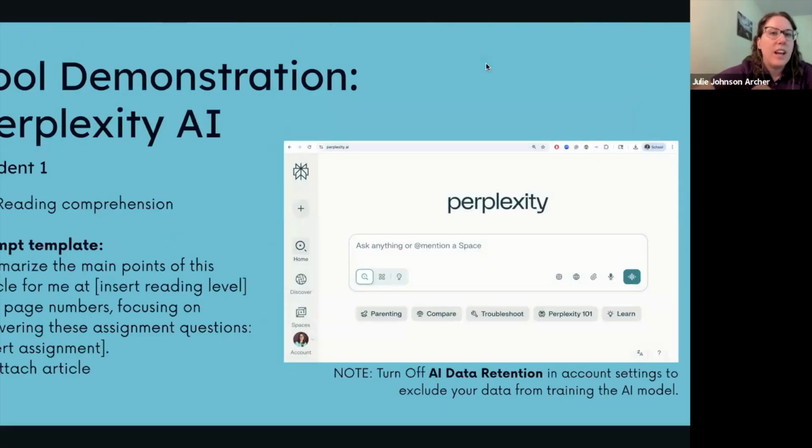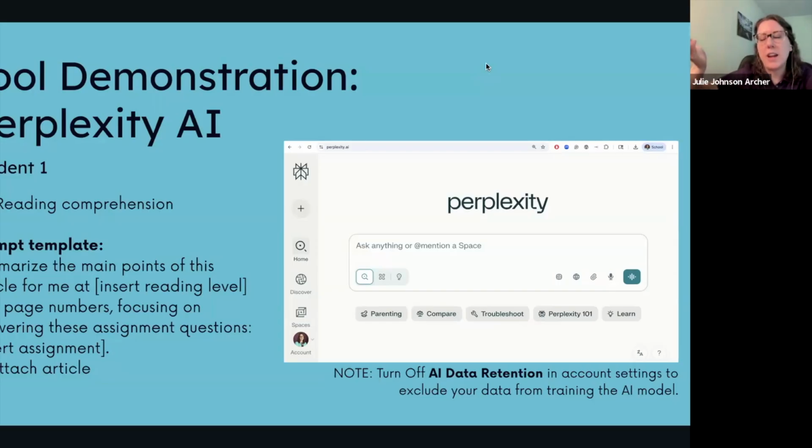So this is our second to last tool we'll use today, which is Perplexity AI. This is similar to ChatGPT, a search engine AI. So I signed into Perplexity with my ACU account for free. If you want to try this out, you can do so as well if you haven't already. And I want to note, this is something we tell students as well: in the settings in Perplexity, it's really easy to go in and exclude your data from training the AI model.